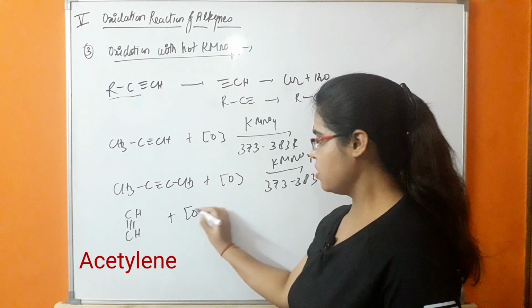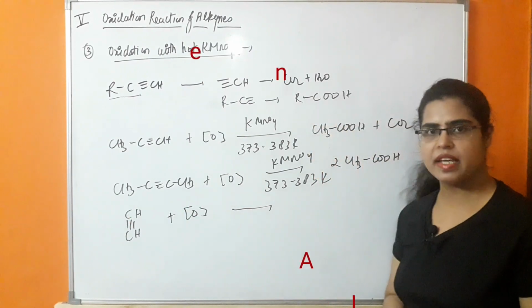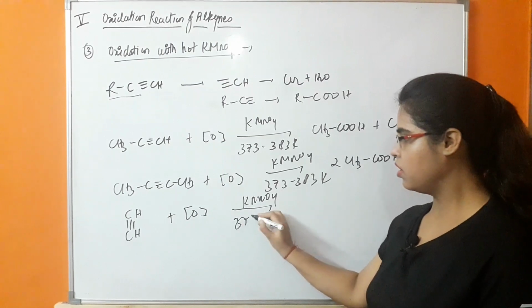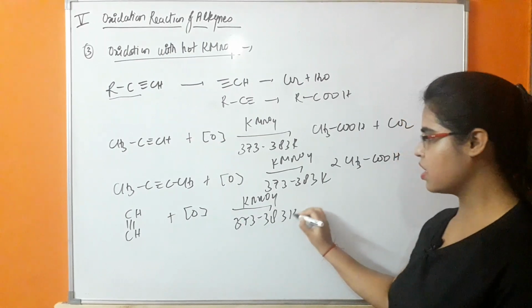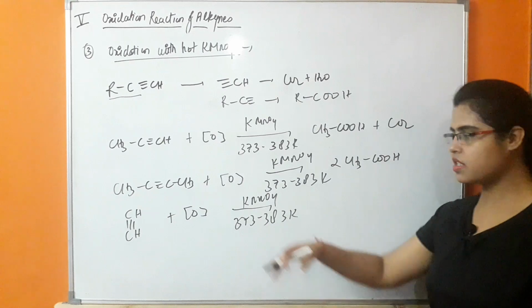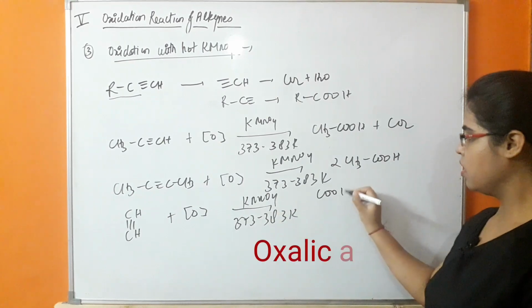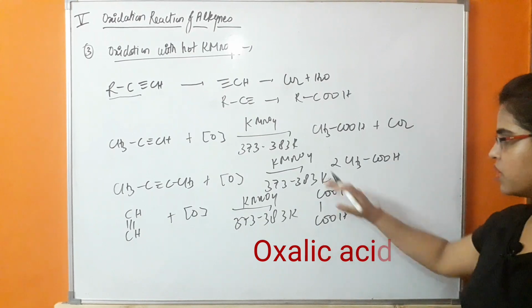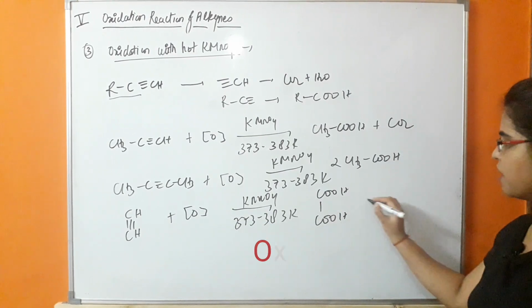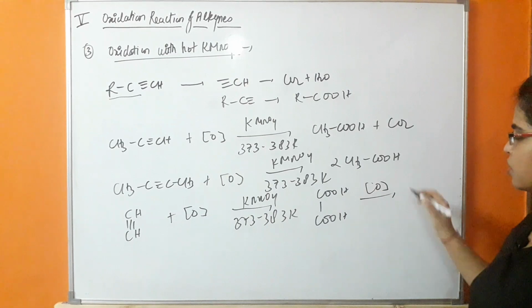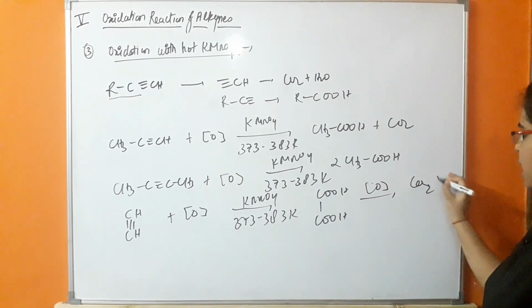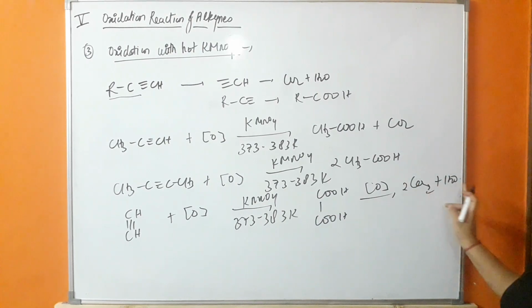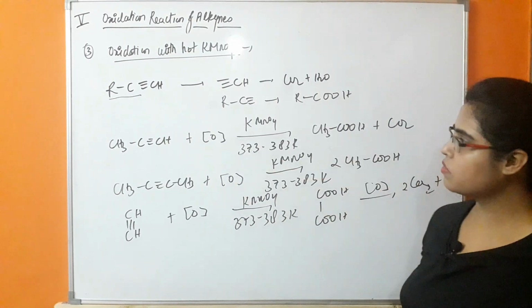Whereas in the case of acetylene, when the oxidation takes place in the presence of hot KMnO4, with similar reaction conditions, there is formation of oxalic acid. This is oxalic acid. The common name of this compound is oxalic acid. Further, it will oxidize to give CO2 and H2O. So there is further formation of 2 moles of CO2 and H2O. This is the balancing of this reaction.